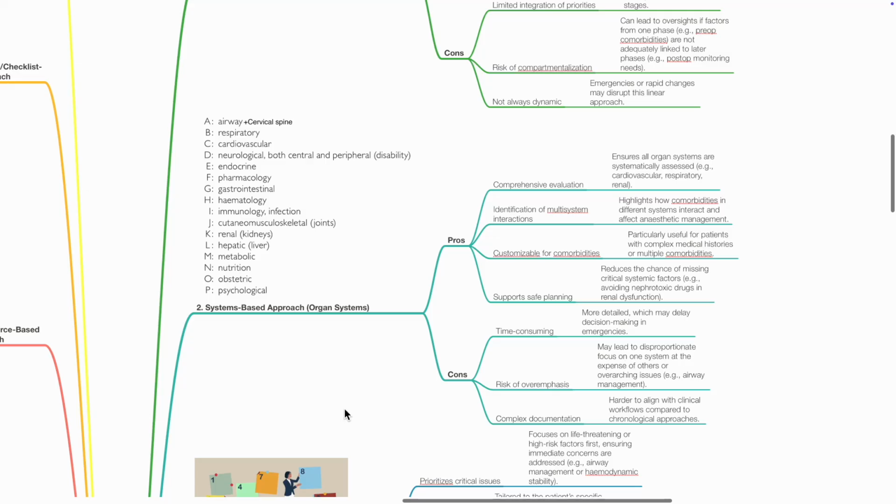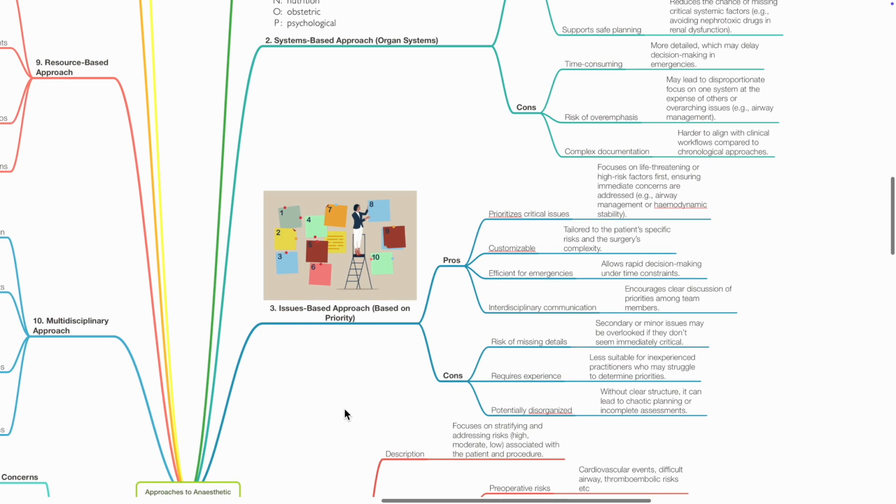It supports safe planning. It reduces the chance of missing critical systemic factors, for example, avoiding nephrotoxic drugs in renal dysfunction. Cons: it is time-consuming. It is more detailed, which may delay decision-making in emergencies. There is a risk of overemphasis, which may lead to disproportionate focus on one system at the expense of others or overarching issues. Complex documentation is another con. It is harder to align with clinical workflows compared to the chronological approach.